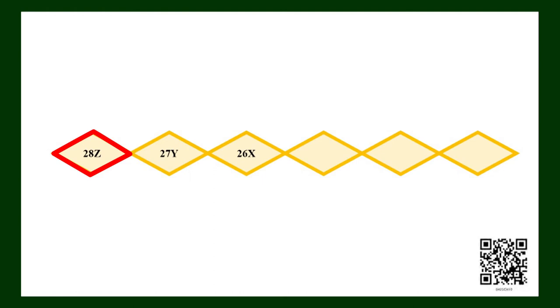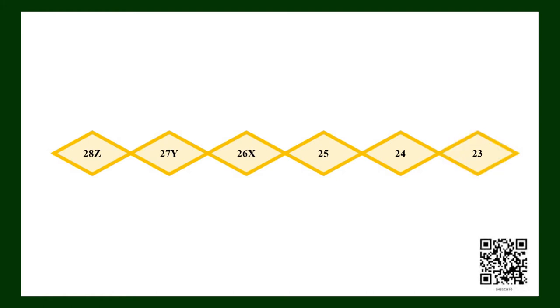First it is 28, then decreasing by 1 it is 27, then one more decrease by 1 it is 26. Then what will be the next 3 numbers? Very good, they will be 25, one more decrease we will get 24, then again if we decrease 1 from that we will get 23.